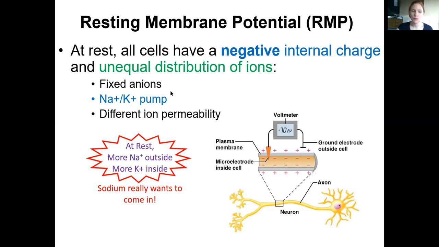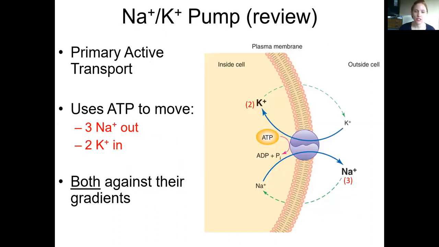We also have the sodium-potassium pump. Does that sound familiar? Where did we find that before? We saw that in the cell transport lecture, and it is a primary active pump, which means it uses ATP. Remember, when I say use, it just means take the phosphate group off. It hydrolyzes ATP to pump these ions against their concentration gradient. Both the sodium, which is Na, and the potassium, which is K, are going against their concentration gradient. So instead of going from high to low, they're going from low to high.